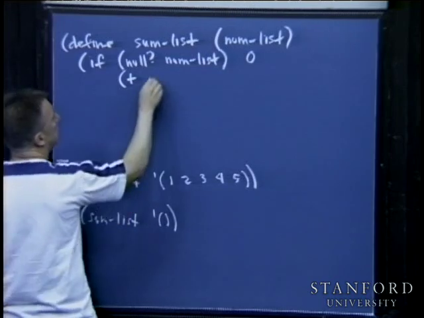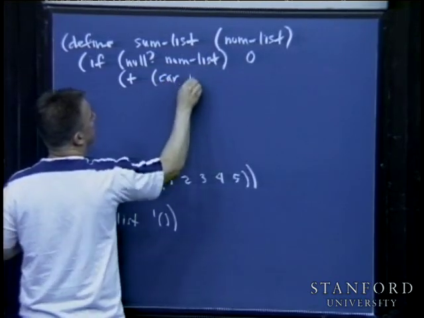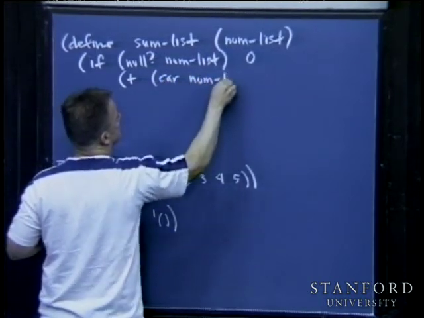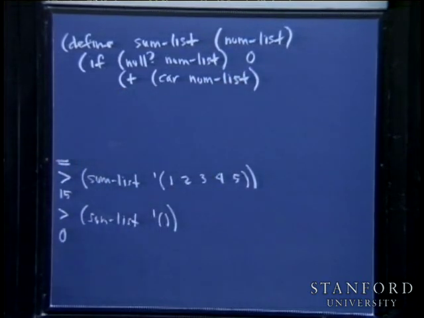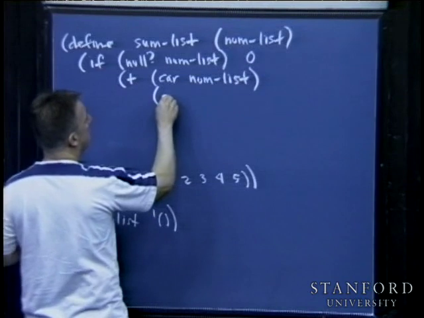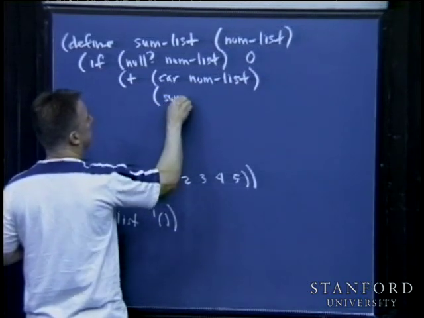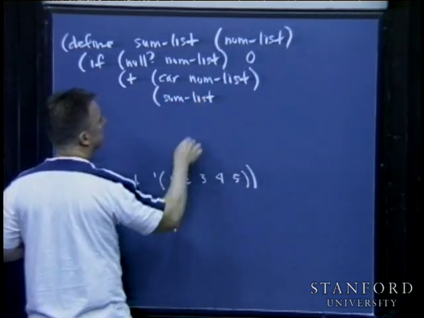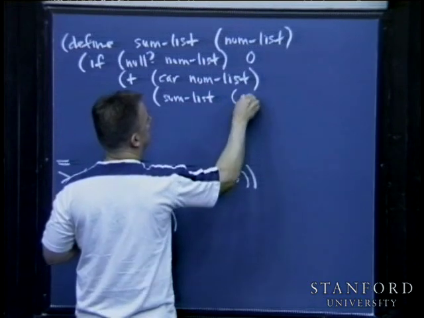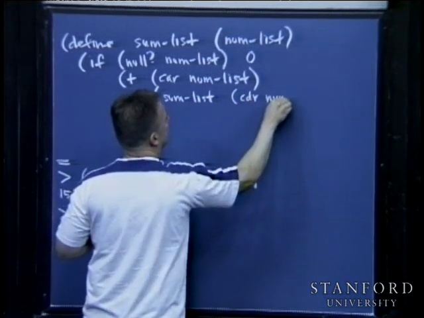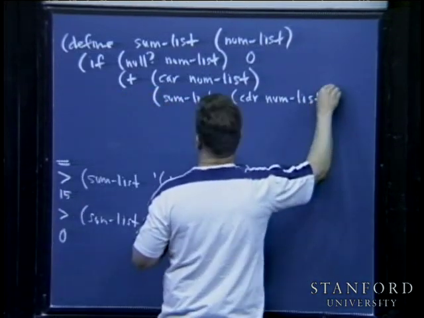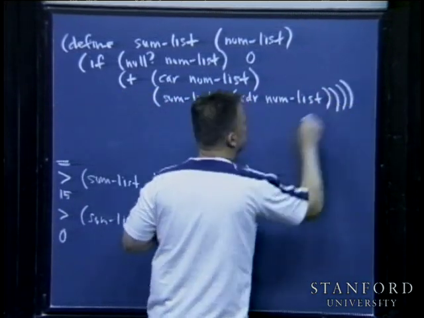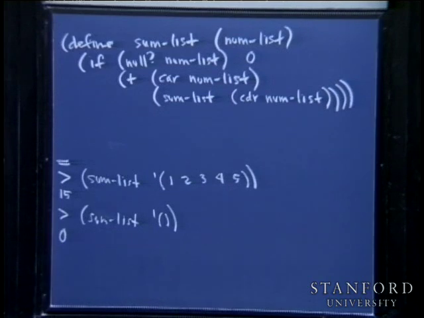Otherwise, I'd like to return the car of the num list, whatever that turns out to be, and add it to the result of sum list of the cdr of the num list. There's that. That ends the plus, that ends the if, and that ends the define. Does that make sense to people?